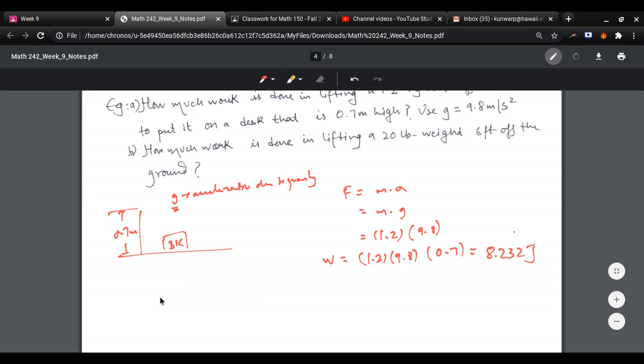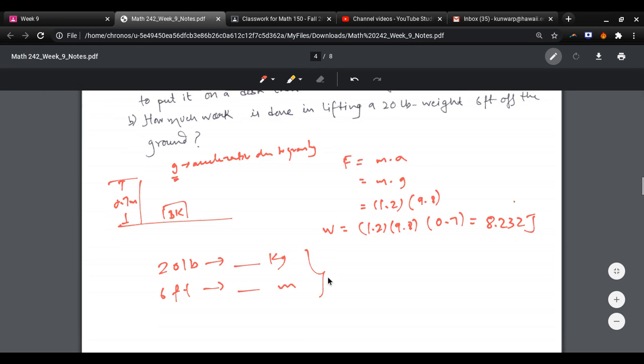The second one says, what about a 20-pound weight 6 feet off the ground? Now the only thing here is you have to change this into kilograms, and you have to change 6 feet into meters, right? That's why I'm going to leave part B for you, because the only thing you have to do there, which is new as compared to part A, is convert it to SI units.